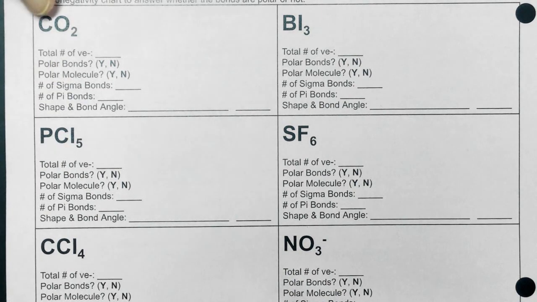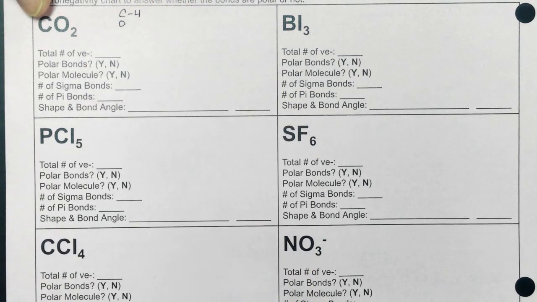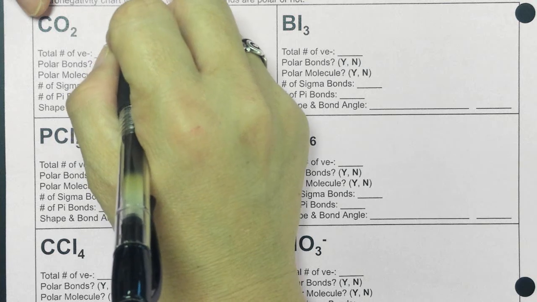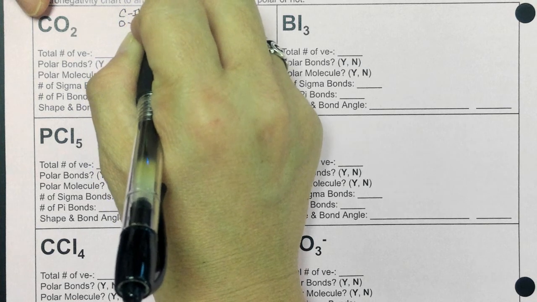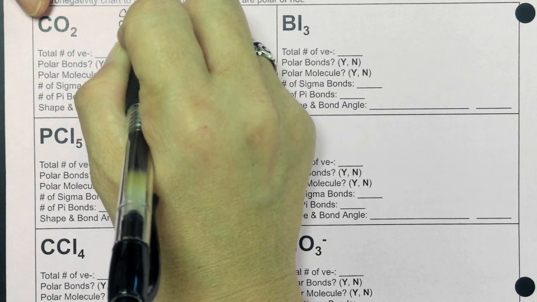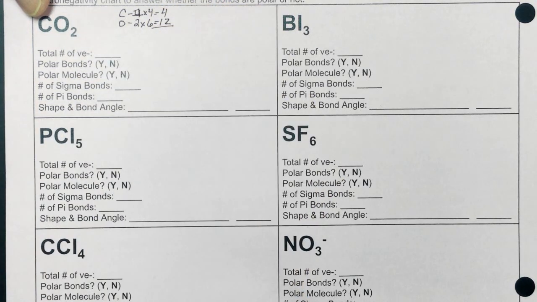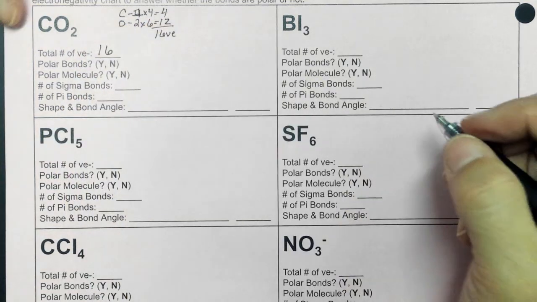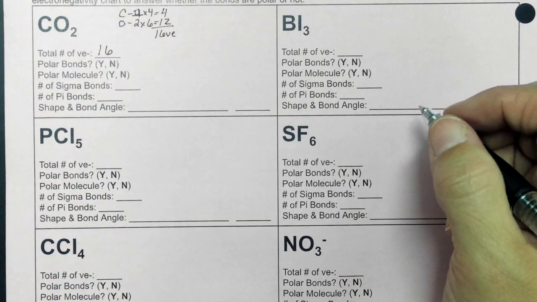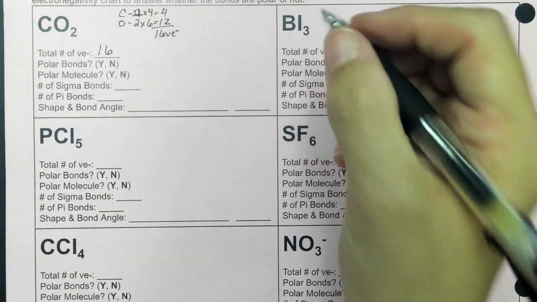So each time we're going to start by listing the element with its valence electrons, and I'm going to shorten this, and so because I have 1 carbon times 4 equals 4, I have 2 oxygens times 6 equals 12. So when I add those together, I have 16 valence electrons. Okay, I have to draw this in order to know the shape and to be able to tell a lot of other things.